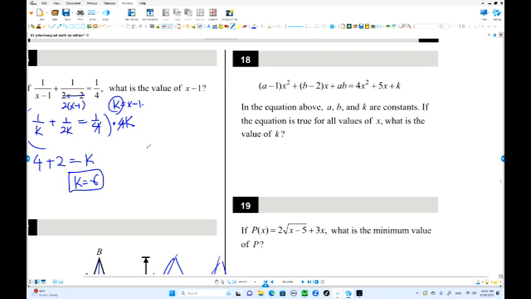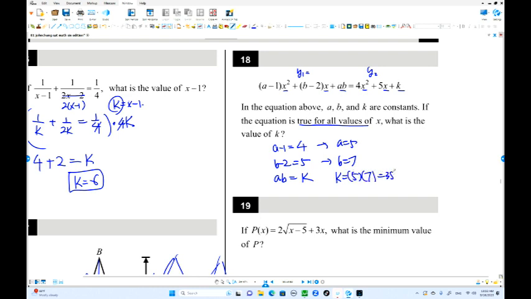This is number 18. The equation is true. So this graph and the other graph coincide. Okay, exactly same expressions. So you can see that this is x squared, x, constant; x squared, x, constant. Okay, so a minus 1 should be equal to 4, b minus 2 equals to 5, and constant equals to k. From here, a equals 5. From here, b equals 7. What is the value of k? 5 times 7, right? Equals 35 is the answer, okay?